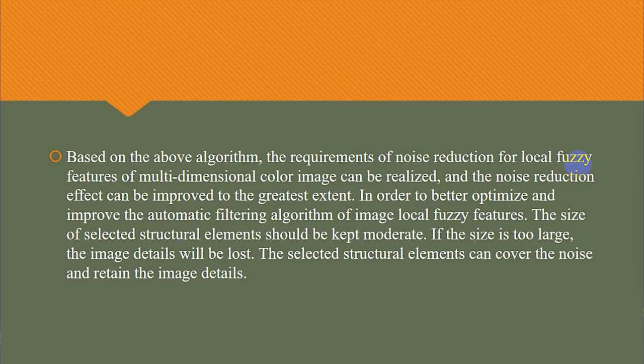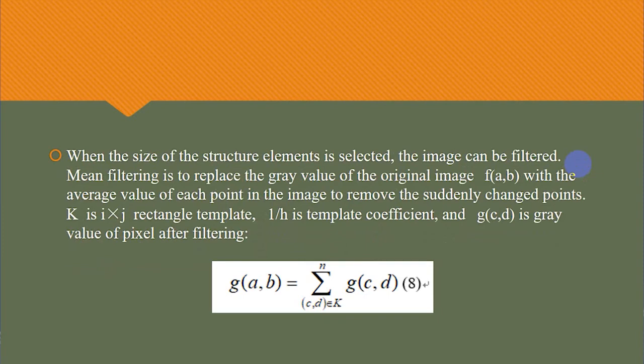In order to better optimize and improve the automatic filtering algorithm of image local fuzzy features, the size of the selected structural elements should be kept moderate. If the size is too large, the image details will be lost. The selected structural elements can cover the noise and retain the image details. When the size of the structural elements is selected, the image can be filtered.